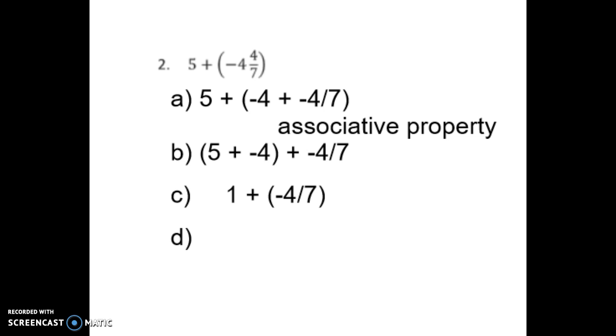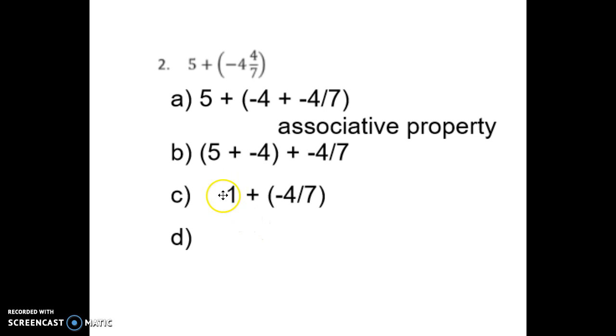I can't pretend like that doesn't exist, so that's going to come along with me. I have a 1, and I still have the negative 4/7. Well, now this does become an easier problem to reason with. This becomes an easier problem that I can see. If I'm at a 1, a positive 1 on the number line, and I add a negative 4/7, I will move to the left 4/7.